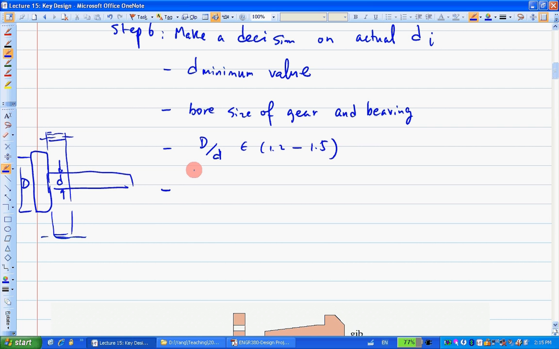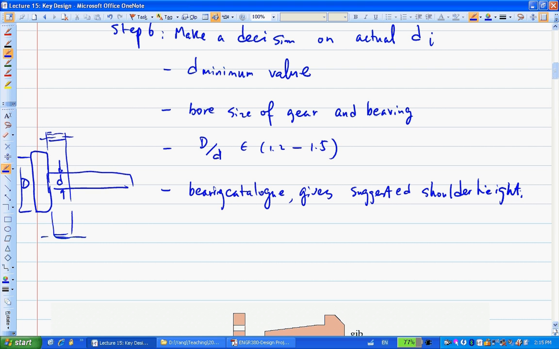Well, one thing that I think I mentioned is when you look at the bearing catalog, one of the things that the specification suggests is a suggested shoulder height for the bearing. So the bearing catalog gives a suggested shoulder height. Of course, that's the location for carrying the bearing, right? But eventually, you should take that value into some consideration when you try to make a final decision as to the shaft size, right?